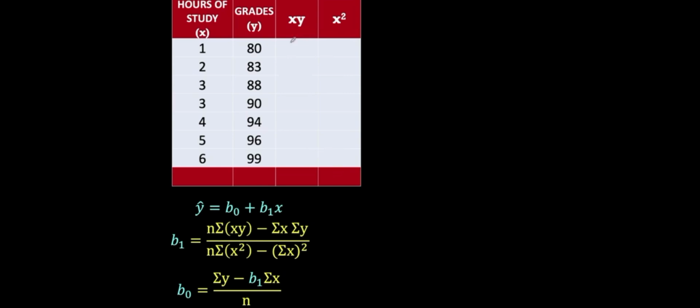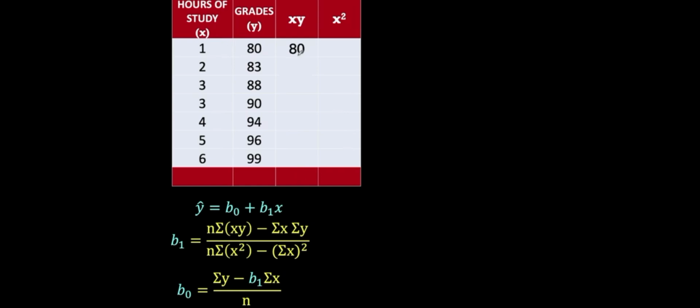That means that if you let the number of hours of studies be x and the grades be the y variable, then x times y means you are going to multiply each pair of values row by row. And for the x squared column, we are going to square this first column. So let's perform now the computation.